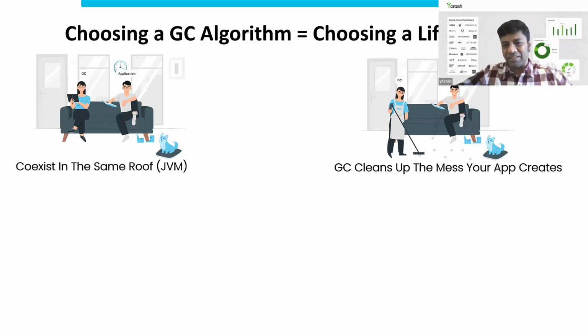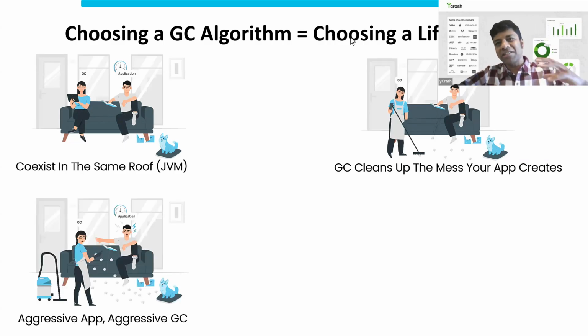And similarly, there are a lot of commonalities between a GC, an application, and me and my partner. Our application creates a lot of garbage, a lot of mess, and the garbage collector keeps cleaning up. Similarly, in real life, if we are creating a lot of garbage, our partner might be cleaning up. But sometimes we ourselves might have to clean up, and sometimes we may have to clean up the mess the partner is creating.